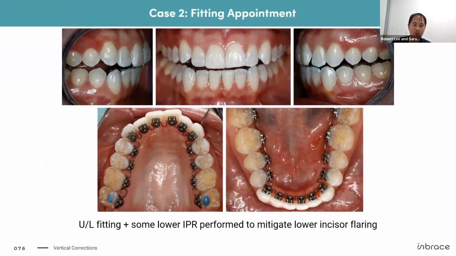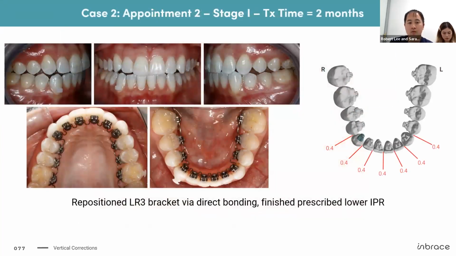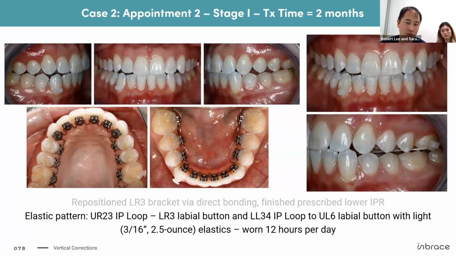So at the fitting appointment, we put the upper and lower arches on. This patient came from quite far to see me, over an hour away. So she requested to have both upper and lower arches put on at the same appointment. And then we did some lower IPR to help mitigate some of the lower incisor flaring. We repositioned the lower right 3 bracket via direct bonding, and then we finished the prescribed lower IPR. So it was really important, again, to do lower IPR. And then at this appointment, we also started some elastics to help with that premature anterior interference.